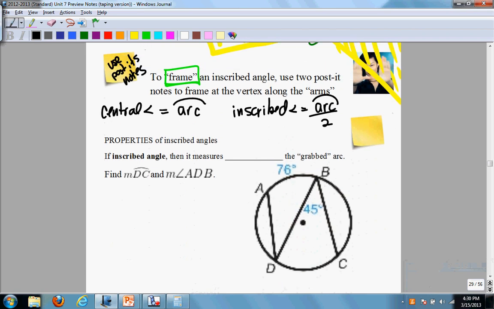Okay, it says right here, properties of an inscribed angle. If you have an inscribed angle, then it measures half the arc it grabs. Okay, let me show you what I mean here. Step number one. We have an arc here. I'd like you to just physically trace this arc. I'm going to use orange here. Trace that arc, 76.